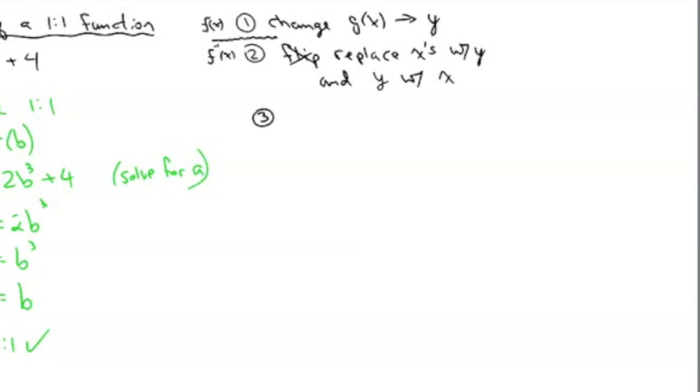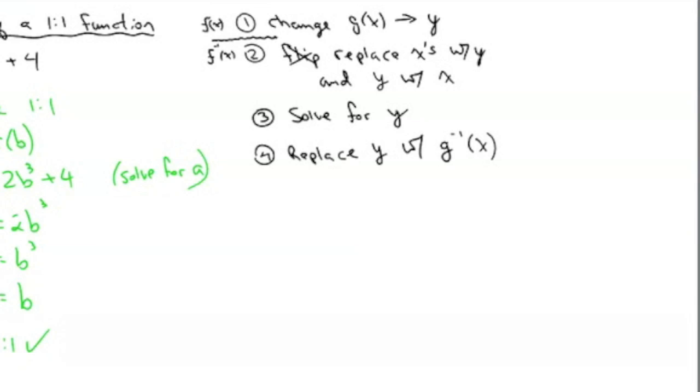Step 3 is probably the hardest part: solve for this new y. This y has nothing to do with the original y. And step 4, most people forget: in this case, rename it g's inverse.